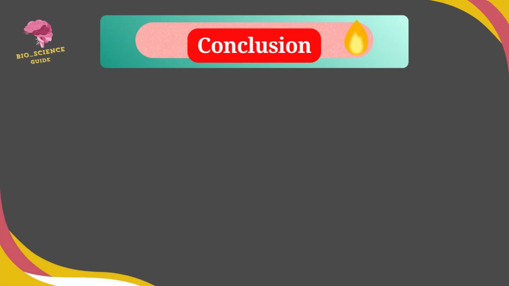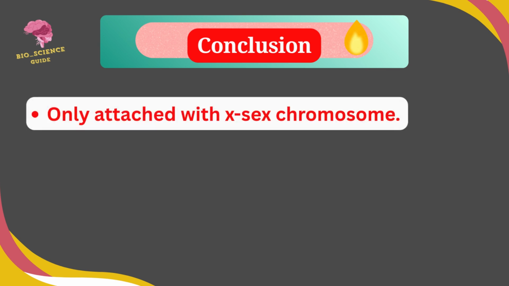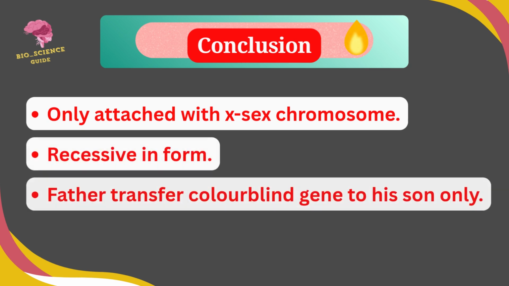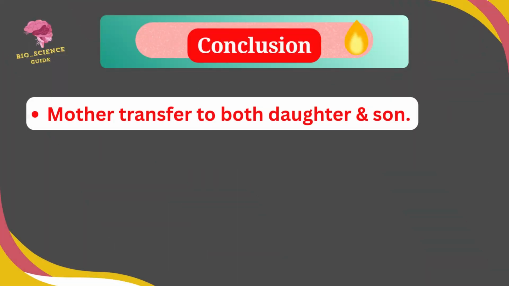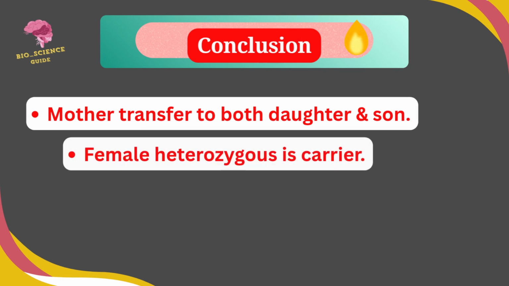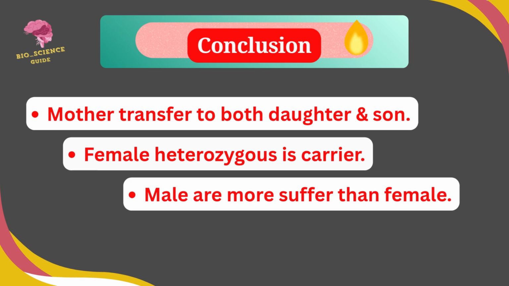After this process, the conclusions are as below. The colorblind gene is only attached with the X sex chromosome. Colorblind genes are recessive in form. Father can transfer the colorblind gene to his daughter only. Mother can transfer the colorblind gene to both daughter and son. A heterozygous female is a carrier, but a heterozygous male is not a carrier. Males suffer more from colorblindness as compared to females.